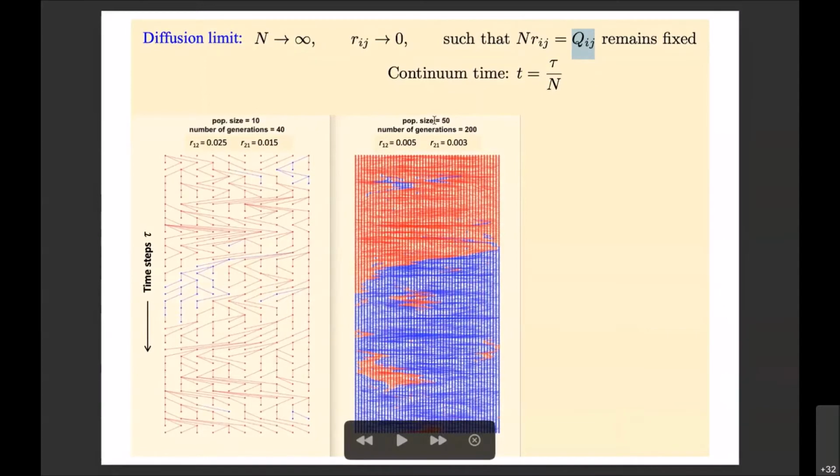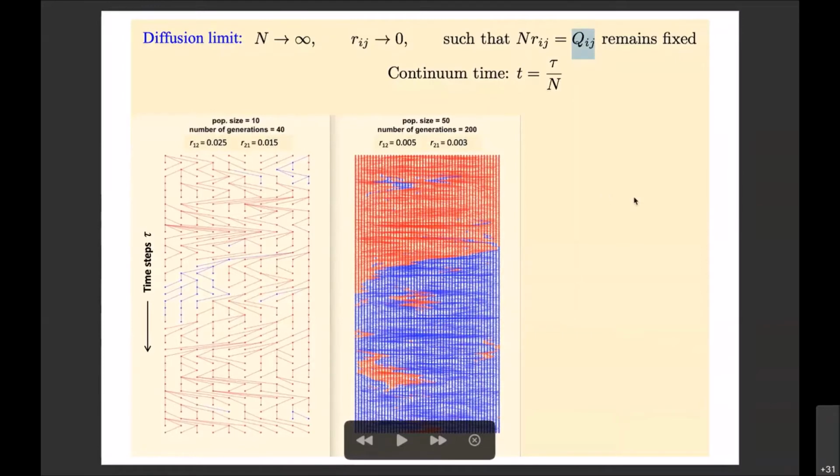So in this case, going from the first simulation to the second simulation, we have 5 times the population size, 5 times as many generations, and 1/5 the mutation rates. The little mutation rates here have gone down to 1/5 what they were before. And so this quantity Q here has remained fixed.